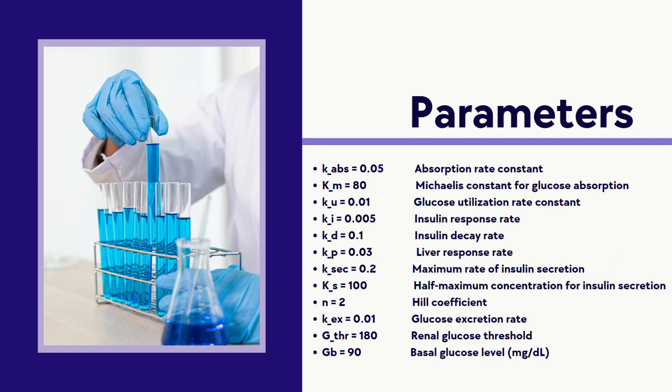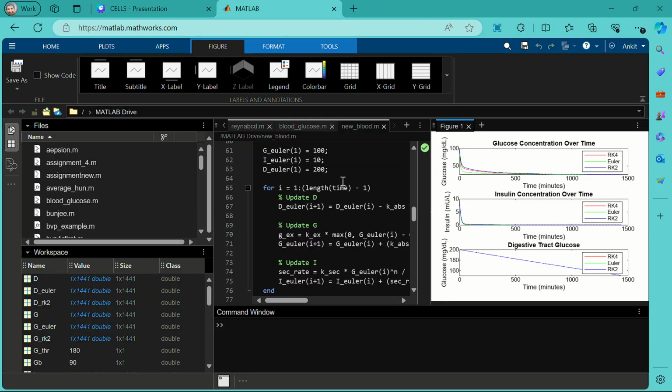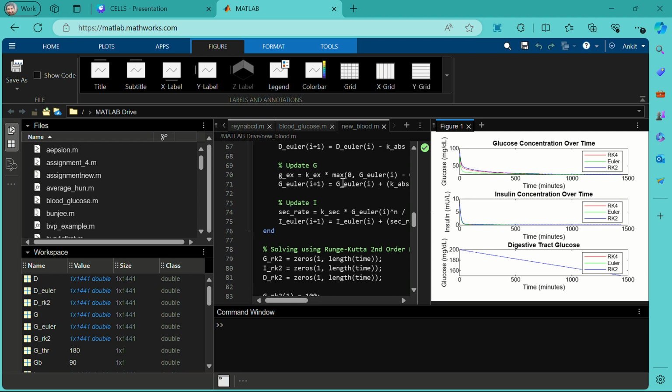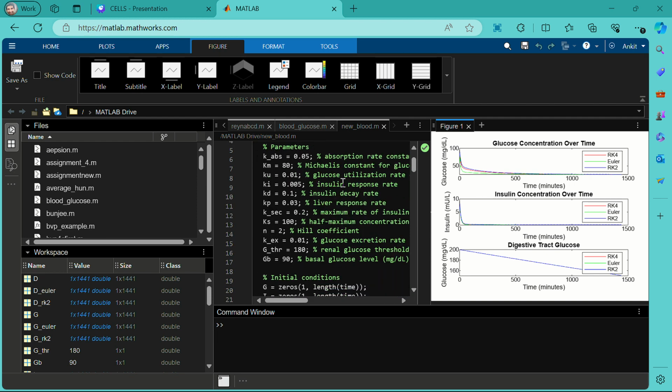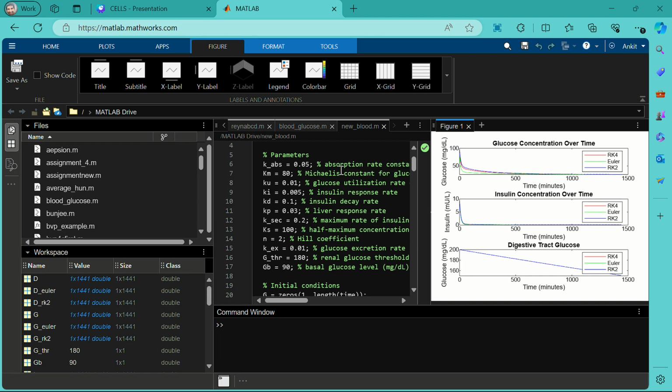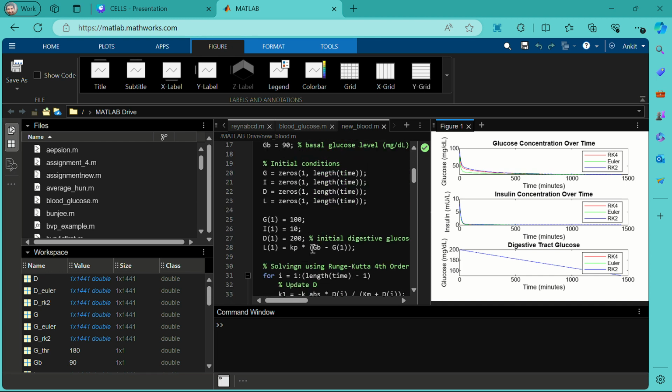Here are the different parameters and the corresponding values that are being used in the MATLAB code. Now let's look at the model in MATLAB. We can see that the simulation is being done for 24 hours and the initial parameters are given below with their values. The initial condition is also given over here for D, G and I.